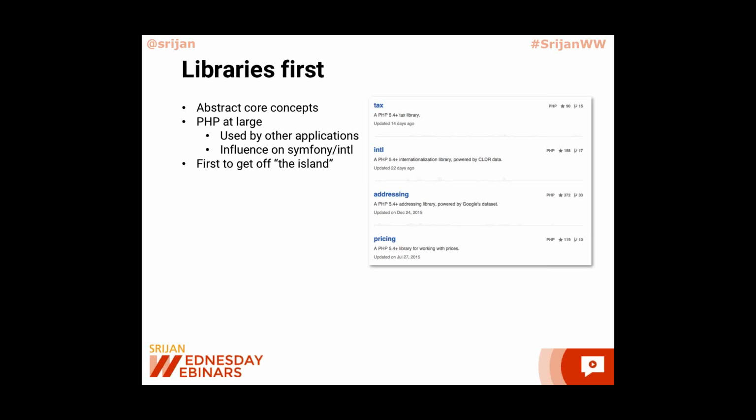First, we started with the libraries. This abstracted the core concepts that make e-commerce hard. It's like we want to provide a simpler solution to these. Also, by using libraries, it allows us to do PHP at large, which means that other applications can use these libraries that then will improve them and also benefit Drupal Commerce as a whole.